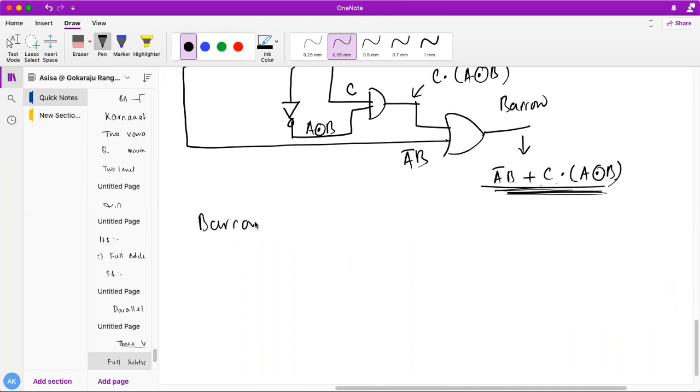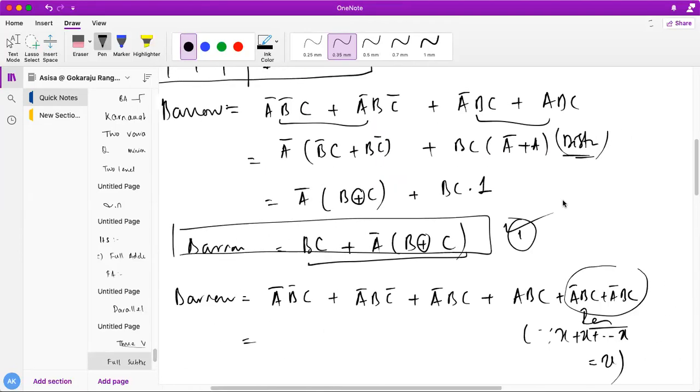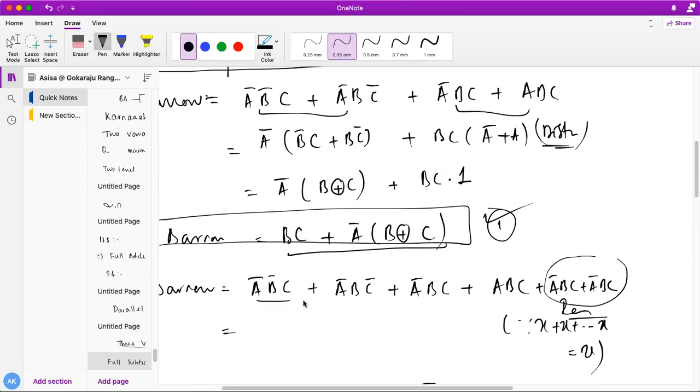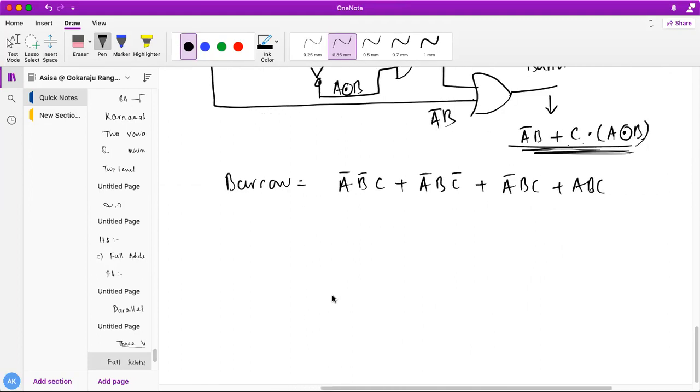My borrow equation is A bar B bar C, A bar B C bar, A bar B C, or ABC. How? I have just applied it here. This is my equation, very simple: A bar B bar C, A bar B C bar, A bar B C, ABC. That only I have written here, nothing else. From the truth table, I have just expressed it in this way.